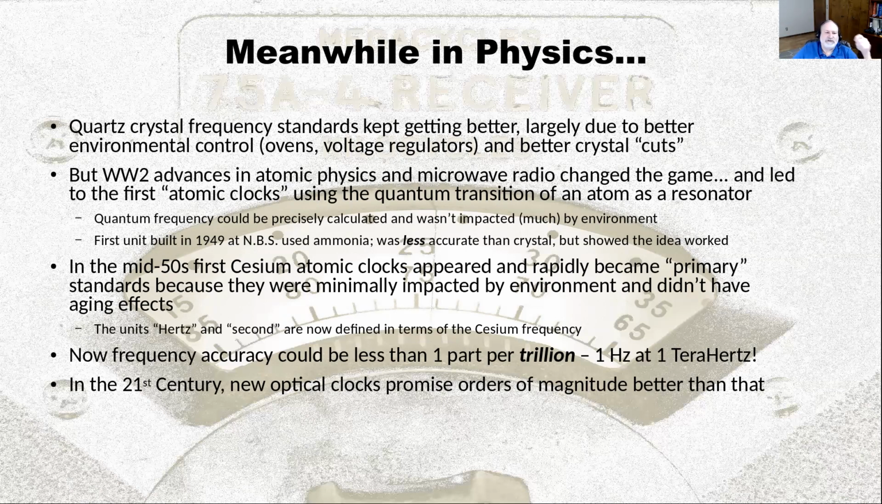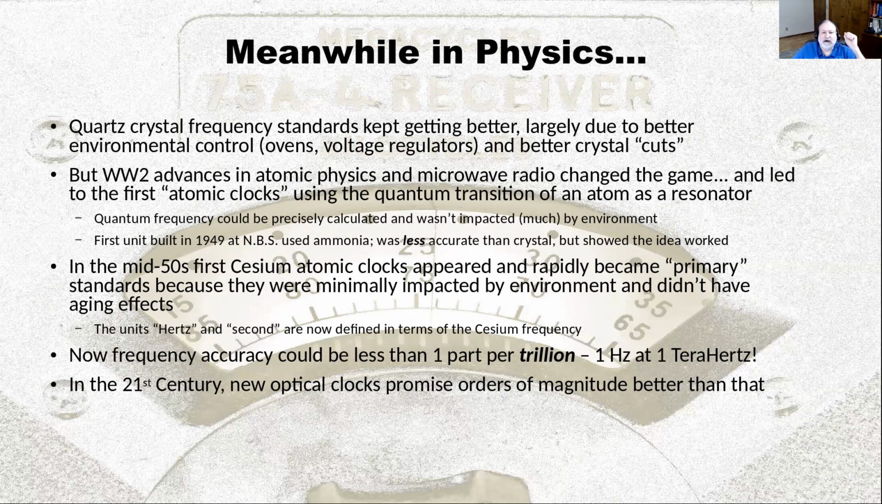But there were other huge advantages, particularly in atomic physics as part of the atom bomb project, and microwave radio as part of the radar developments, that led to the recognition that quantum effects inside an atom could be used as a way to generate or find an extremely accurate frequency. If you did all the math, you could precisely calculate what the frequency should be when an electron in an atom jumped from one quantum state to another.